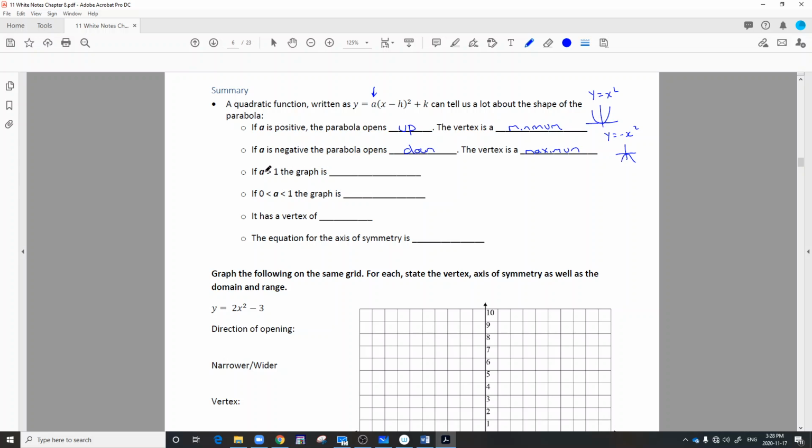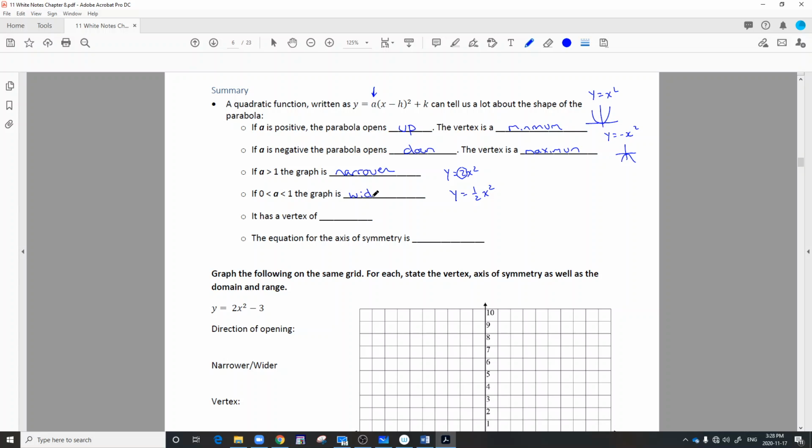And then we also know that if the A value is greater than 1, so if we have something like y equals 2x squared, this 2, you're going to take all those x values, square them, and then multiply them by 2. What that's going to do is make your graph narrower. Okay, it's a vertical stretch. If the A value is between 0 and 1, so if we have something like y is equal to 1/2 x squared, that means you're going to take that x value, square it, but then you're going to times it by half. So all those y values are going to be half what they were before, which is going to make your graph wider.